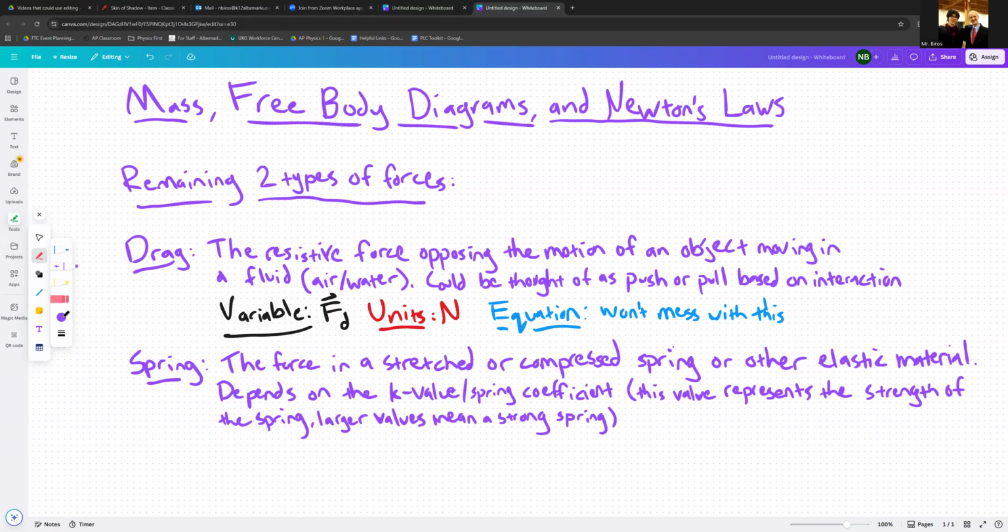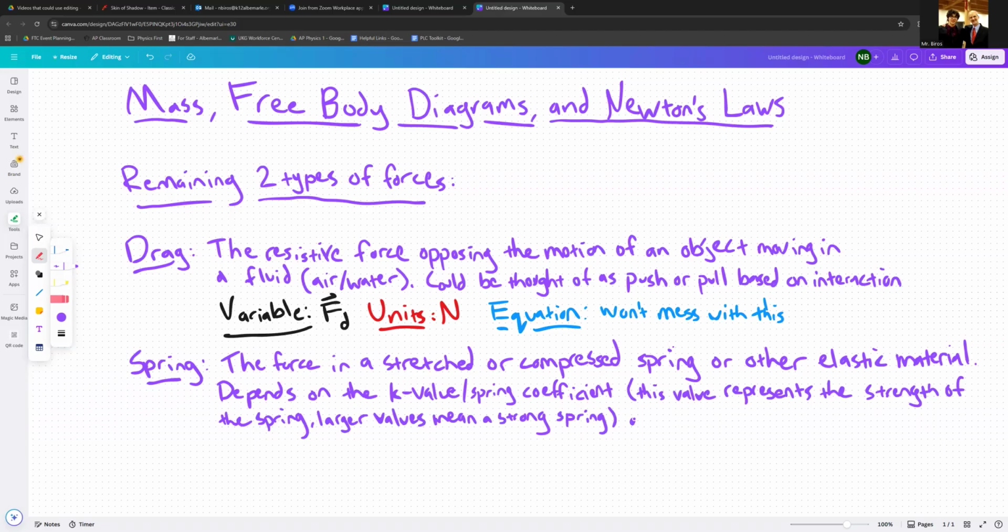In like a pen or pencil, if you've ever taken them apart, because I used to like to take apart pens and pencils and pull out the spring and hopefully not lose it, those little springs in your pen or pencil are more flimsy. So those would be a really small K value. They're weaker.